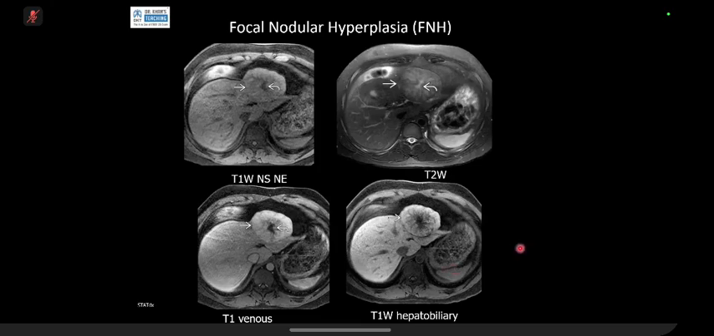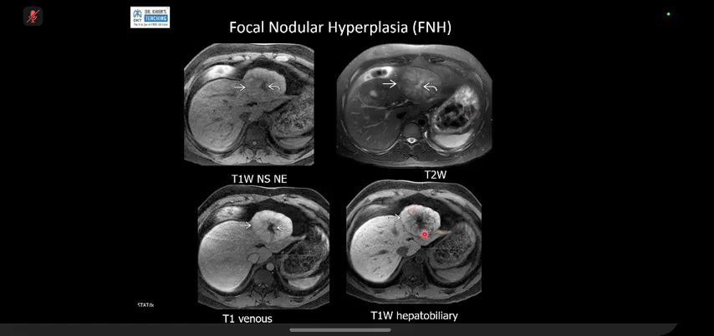FNH also has scars. Some of you were telling me that in your clinical exam, they ask which tumors have scars and so on. FNH has a scar, but I don't have time to teach you. But many other tumors have scars.